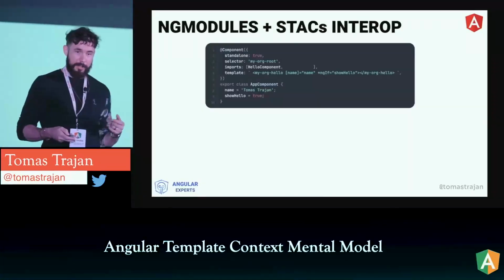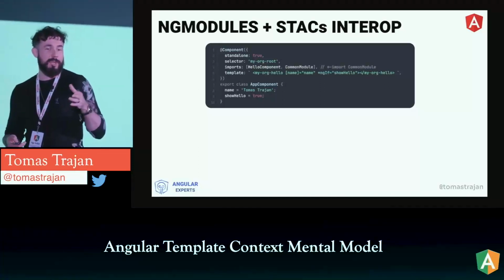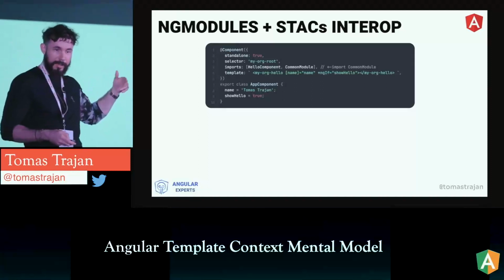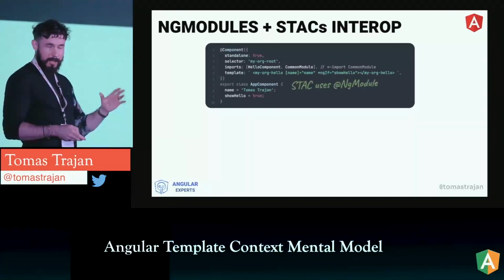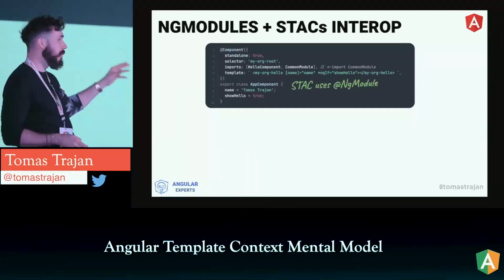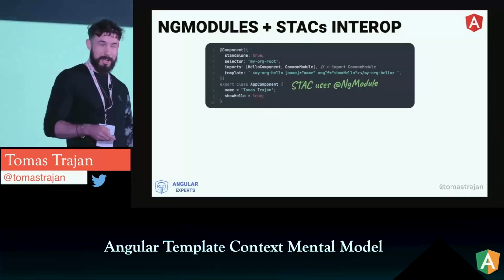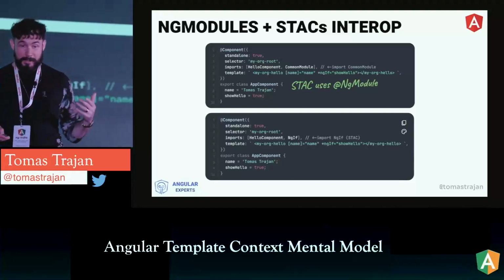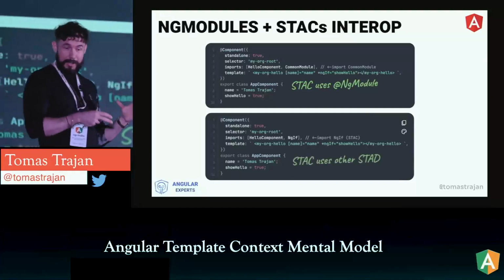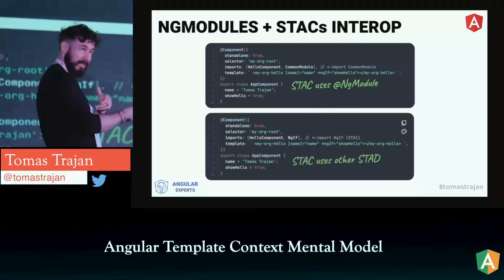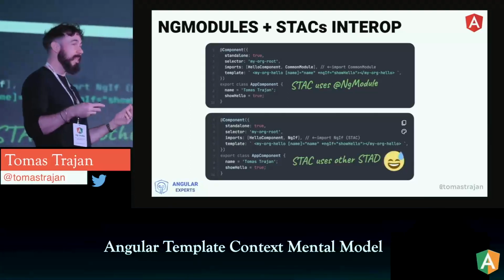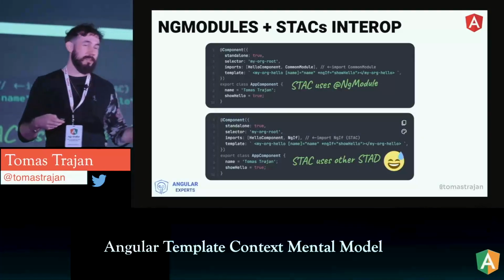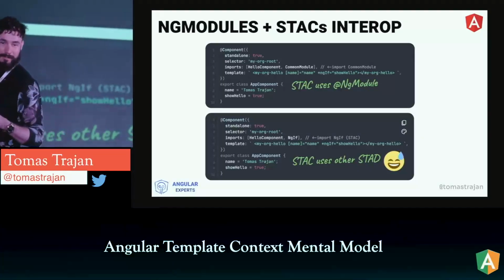So let's see it in action. The first option would be to just import the common module, and we know that the common module exports the ngIf directive. It's part of the same template context. So the standalone component is consuming the ngModule. Everything works just fine. Another option would be to add the ngIf as a standalone directive. So in that case, a standalone component uses a standalone directive. We will see how the naming will turn out over the years. Maybe it will be just the directive in the end. Now it's a new thing, so we call it a standalone directive.